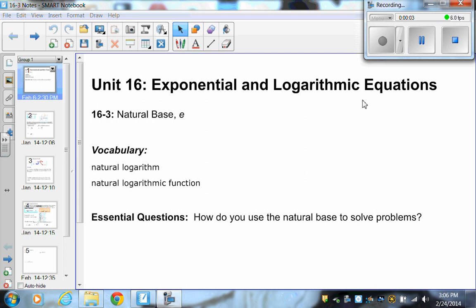This is the video for Accelerated Geometry, lesson 16-3, which is the natural base, which is e. Key vocabulary in this section will be natural logarithm and the natural logarithmic function. The essential question is how to use the natural base to solve problems.